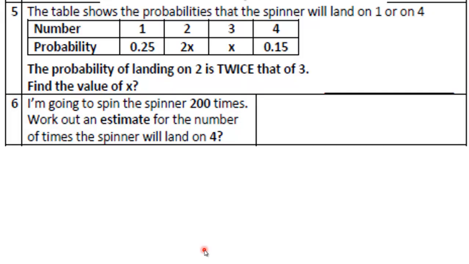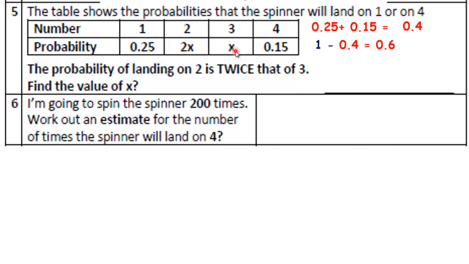Going on to question 5. The table shows the probabilities that a spinner would land on a 1 or a 4. So if I look at the probabilities that are given, we know that all the probabilities in there should add up to 1. I'm going to add up the 0.25 and the 0.15, and that's going to give me 0.4. So what that means is the rest of them, 1 take away 0.4 is 0.6.